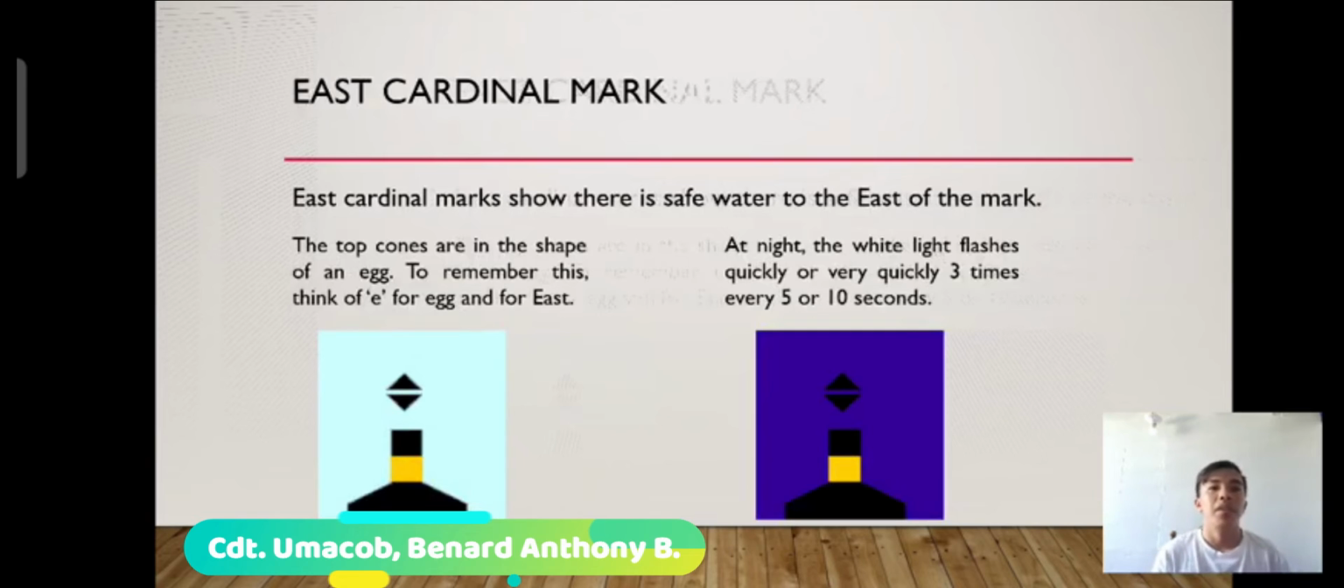Next, east cardinal mark. East cardinal mark shows there is safe water to the east of the mark. So if you see an east cardinal mark, the safe water is in the east. The top cones are in the shape of an egg. To remember this, think of E for egg. At night, the white light flashes quickly or very quickly, 3 times every 5 seconds or 10 seconds.